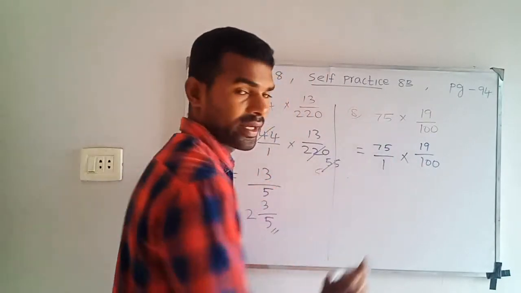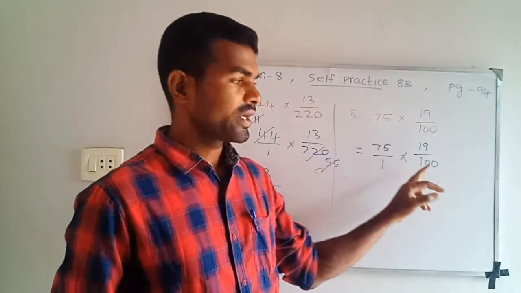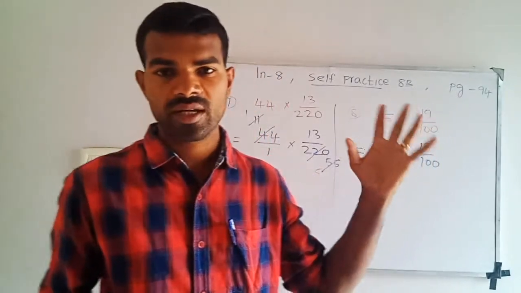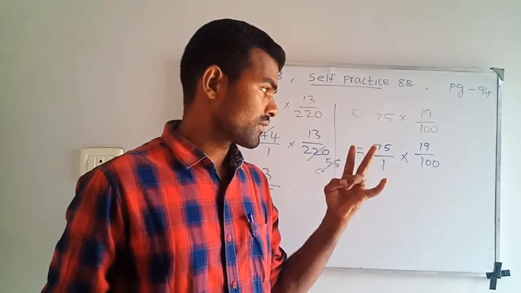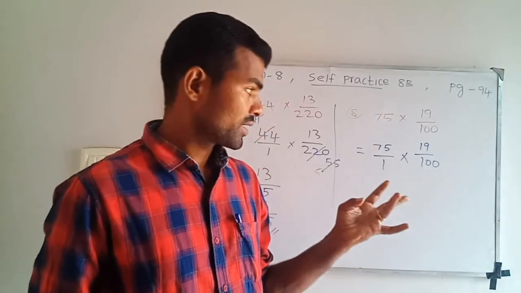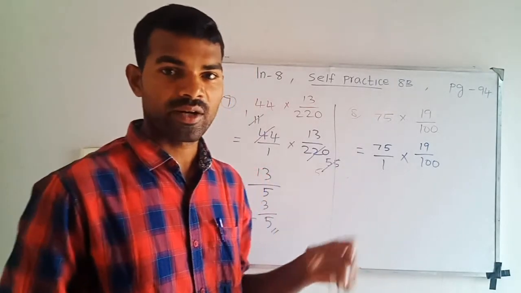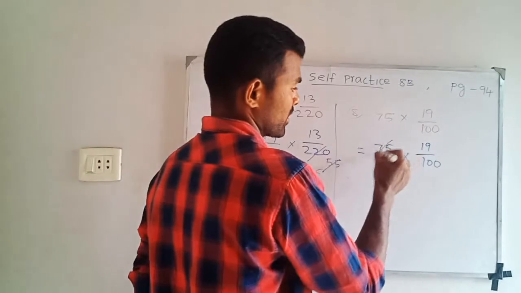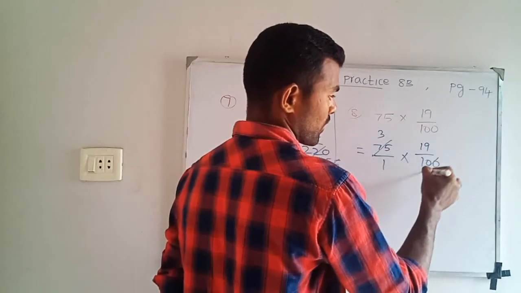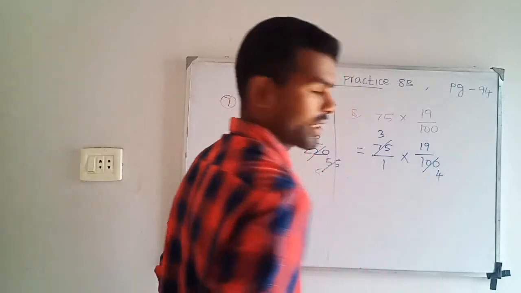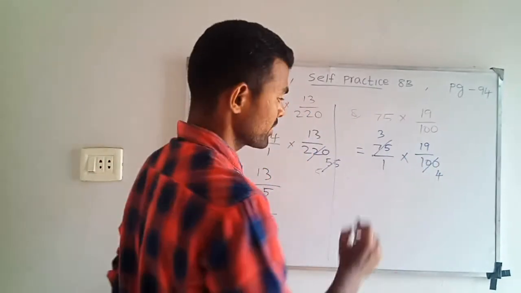For 75 and 100 we have a common factor. What are the common factors? 1 is there, then 5 is there, then again we can say 25 is also a common factor. So divide by 25. 3 times 25 is 75 and 4 times 25 is 100. Now see, any common factor here? Nothing.